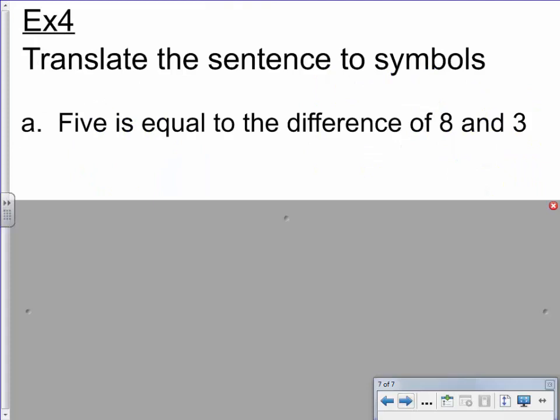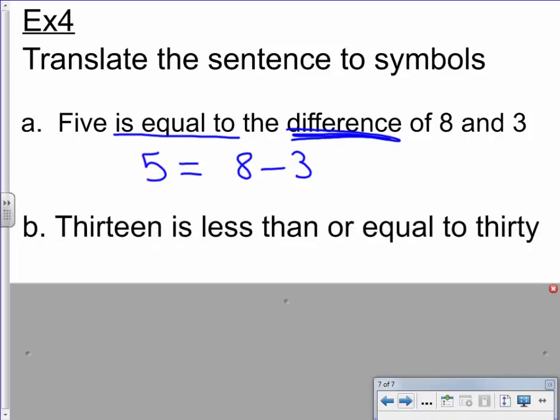In example 4, we're translating the sentence to symbols. So 5 is equal to the difference of 8 and 3. So 2 things to look at. First thing I'm going to always look for is where is our kind of dividing. The equal sign or the inequality. Okay, is equal to, there's where my equal sign would be. 5 is on the left side. The difference. Difference means subtraction here. What 2 things am I subtracting? 8 and 3. So I have 8 minus 3.